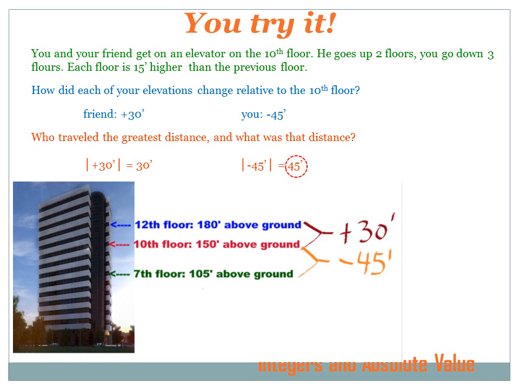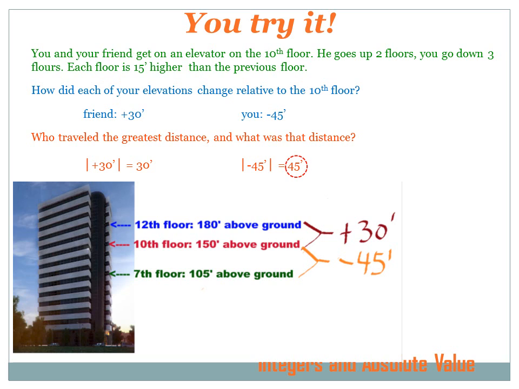Now, you start at the 10th floor, and your friend goes up 2 floors. Each of those floors is 15 feet, so he's going up 30 feet. 150 feet plus 30 feet is 180 feet. On the 12th floor, your friend's 180 feet above the ground.